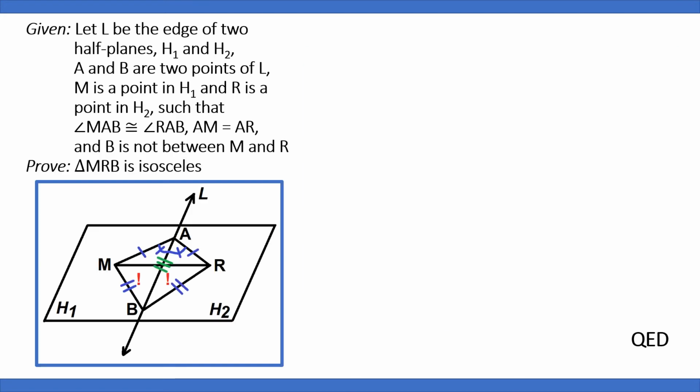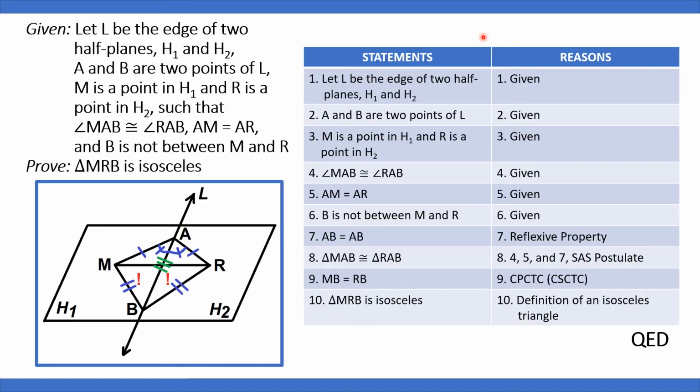Here is now the formal proof. Statement 1, let L be the edge of two half planes H sub 1 and H sub 2, given. Number 2, A and B are 2 points of L, given. Number 3, M is a point in H sub 1 and R is a point in H sub 2, given. Number 4, angle MAB is congruent to angle RAB, given. Number 5, AM is equal to AR, given. And number 6, B is not between M and R, given.